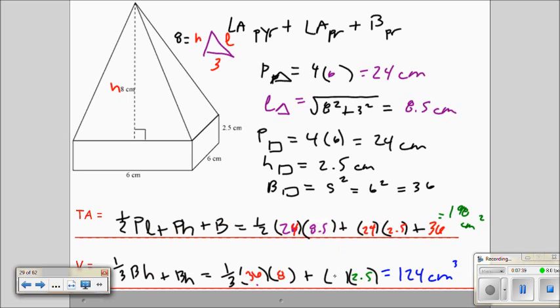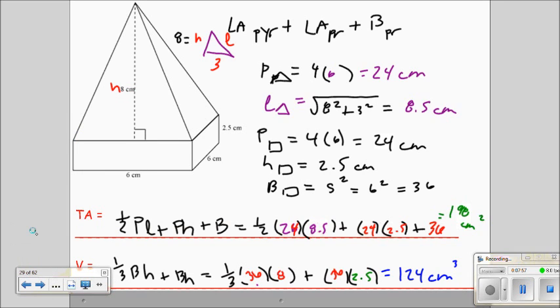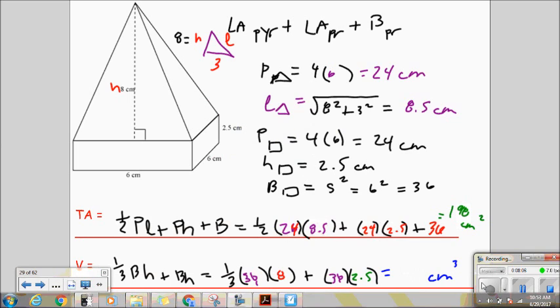So the base area of your prism, again, is 36. And then the 3D height of my prism was 2.5. So I need to erase this final value also before I grab my calculator and put everything back in again. So again, we're going to put all of this in the calculator.